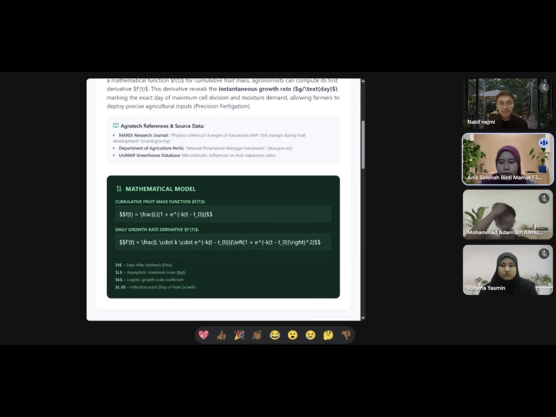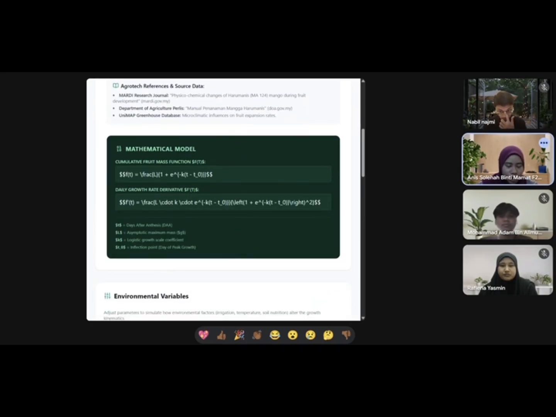However, tracking cumulative weight isn't enough. To optimize resources, we need to know the daily rate of change, which is the exact first derivative of this function: f'(t) = L * k * e^(-k(t - t0)) / (1 + e^(-k(t - t0)))^2.